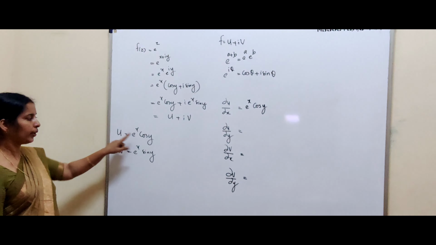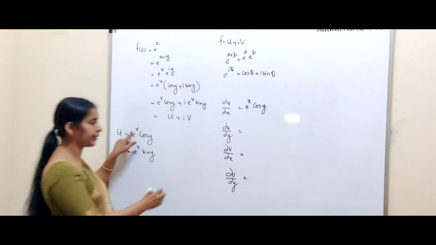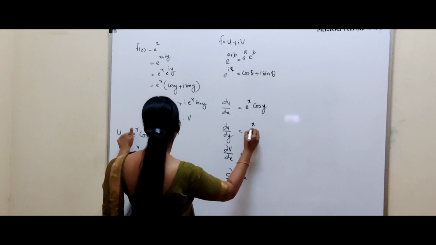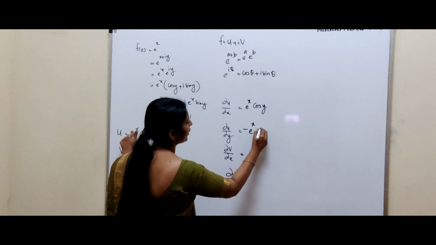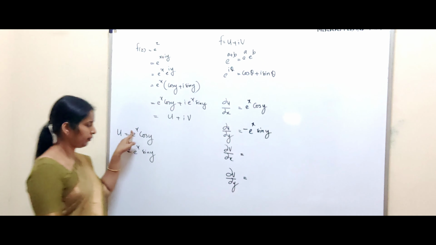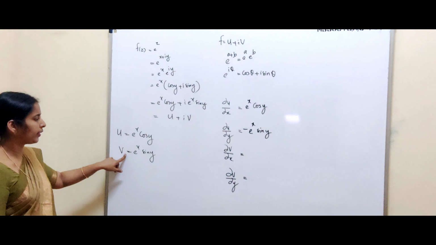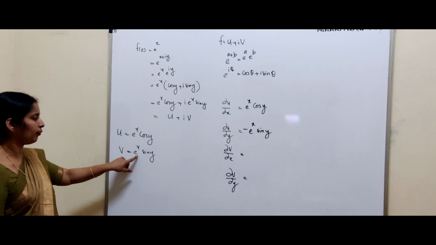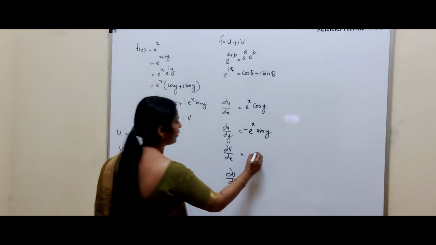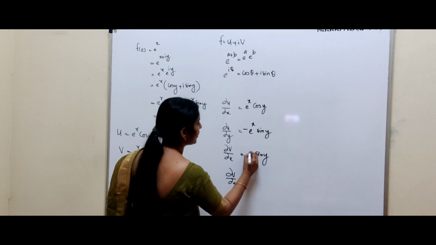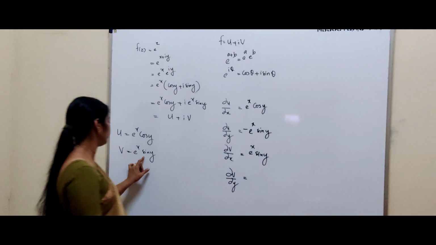Next, for getting ∂u/∂y, you keep x as a constant. So e raised to x is a constant. Derivative of cos y is sin y. Next, for writing ∂v/∂x, you have to keep y as a constant. So sin y is a constant. Derivative of e raised to x is e raised to x itself.